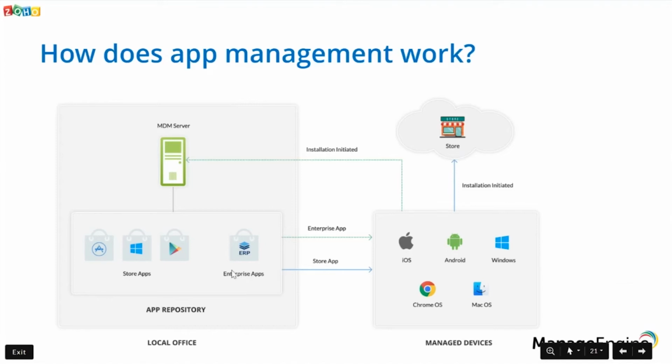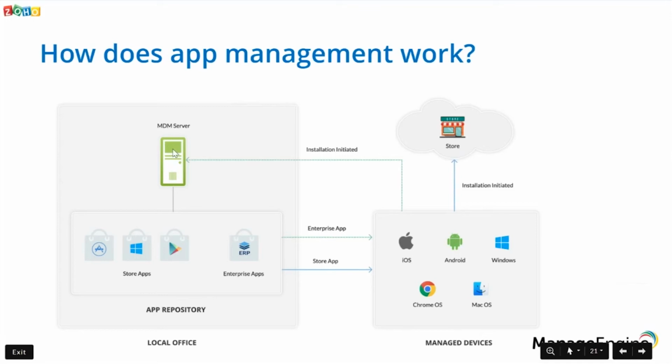Once you've added your different apps, you can go ahead and distribute these to your different groups and devices. After which, the installation process for the apps will be initiated from the respective stores. That is your App Store, Windows Business Store, and Play Store. As for your in-house developed apps, the installation process will be initiated from the MDM server itself. This is because we will be directly uploading our enterprise app files there.